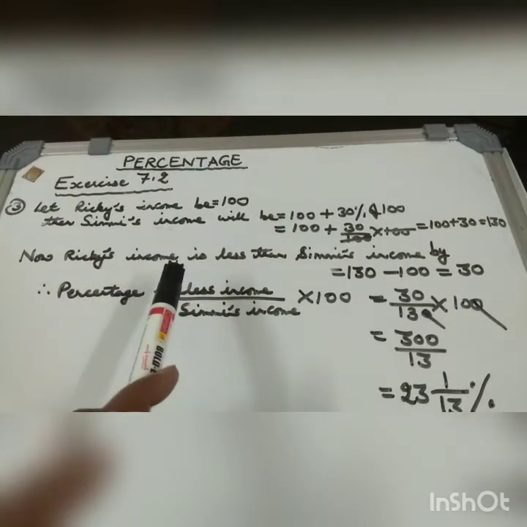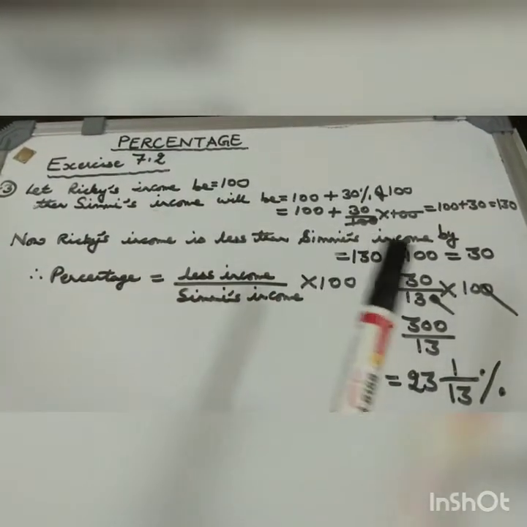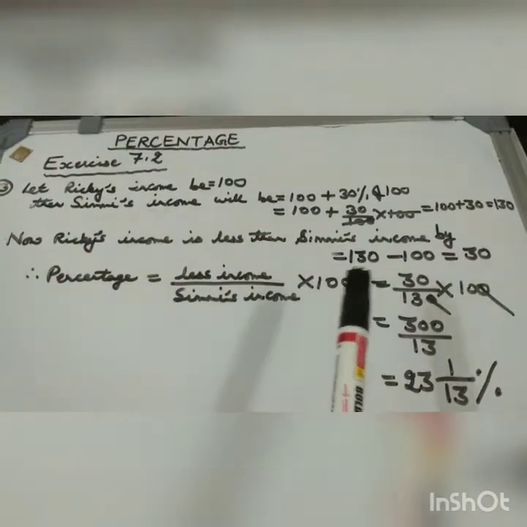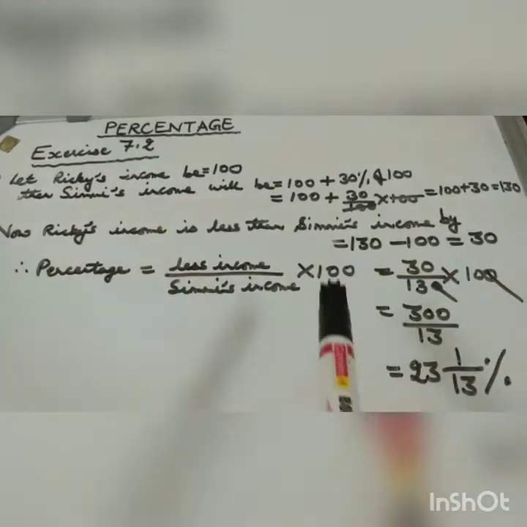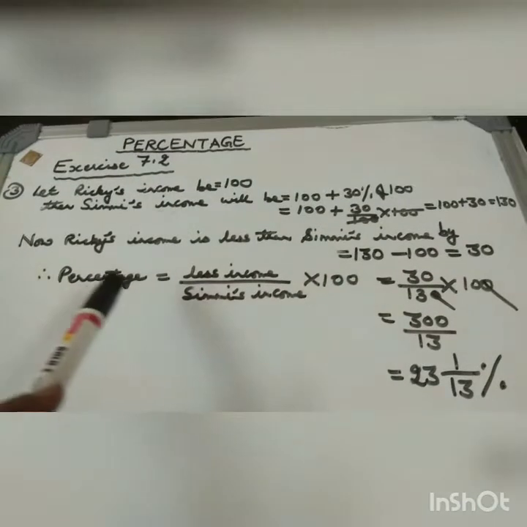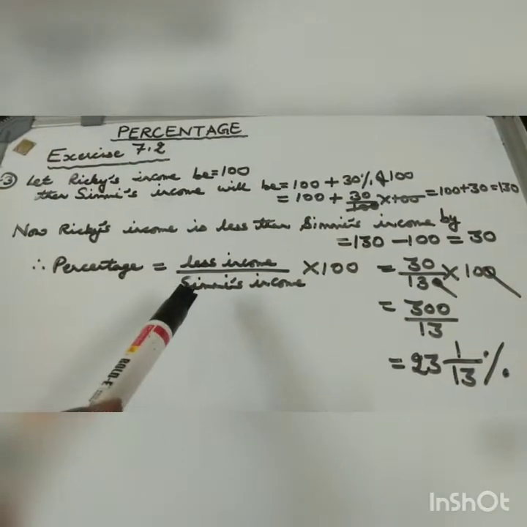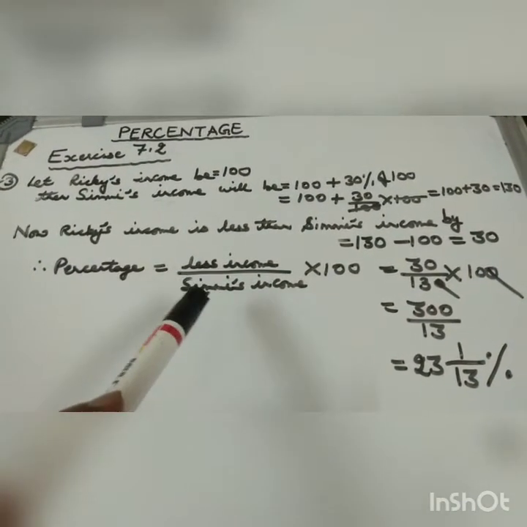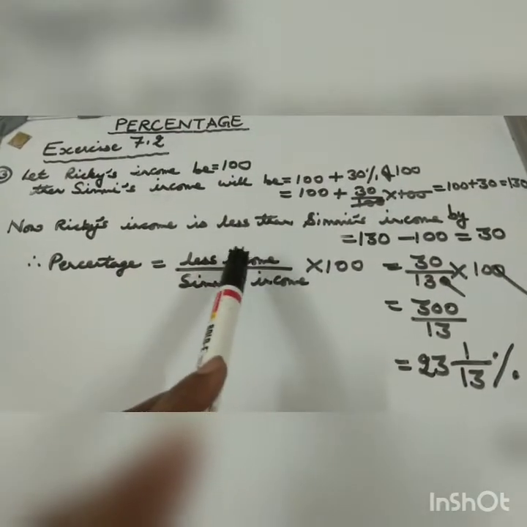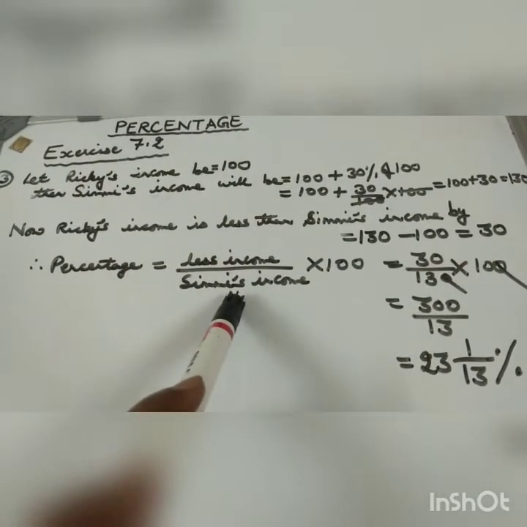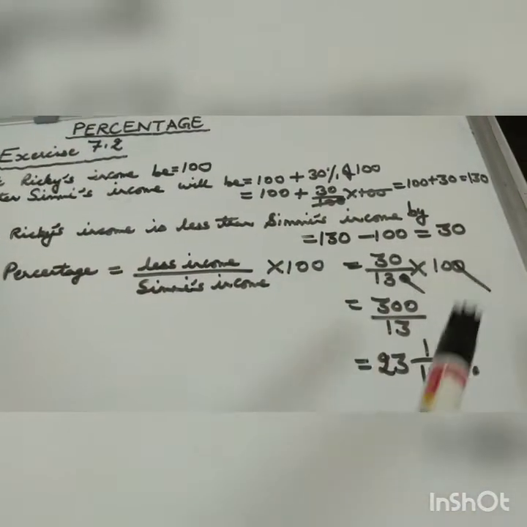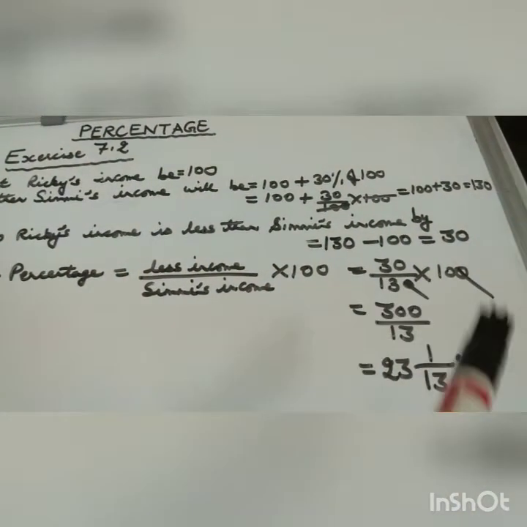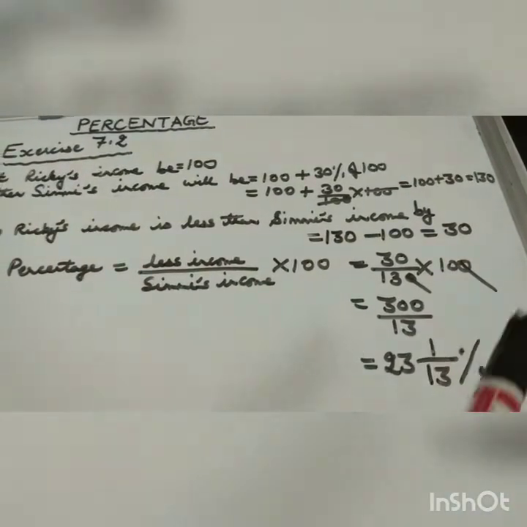Now Ricky's income is less than Simi's income by 130 minus 100, that is, the change is 30. Therefore, you are required to calculate the percentage. Now, how much percentage is it less? So, less income upon Simi's income into 100. So, less income is 30 and Simi's income is 130, into 100.